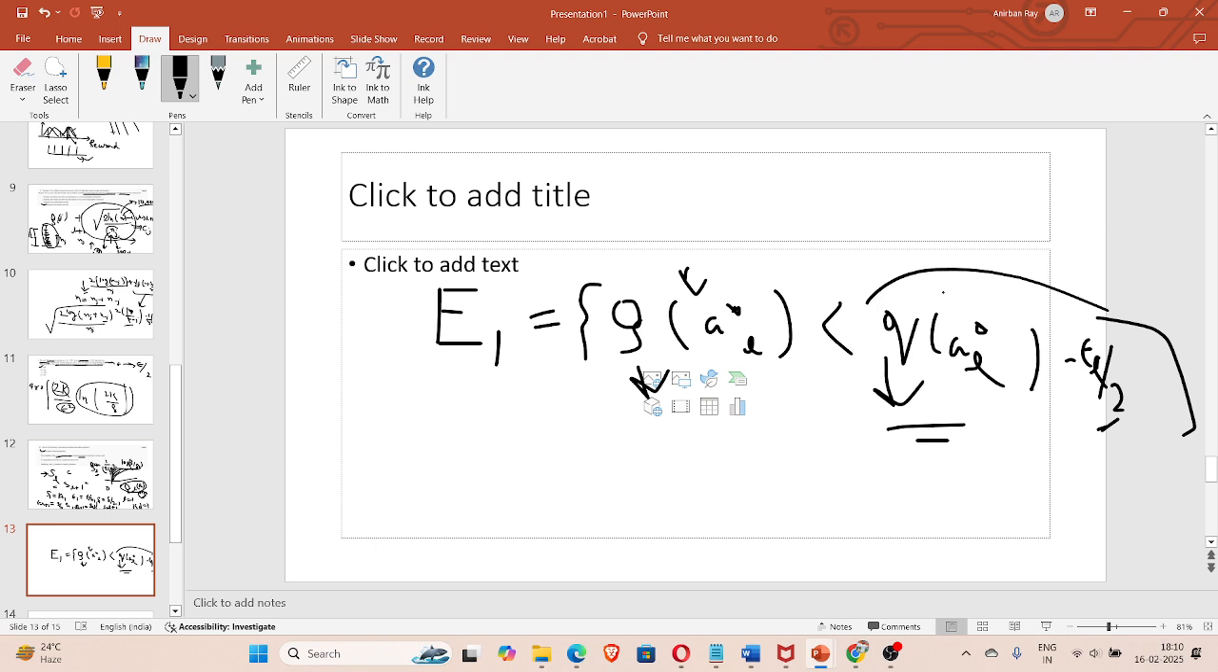Now the point is that the probability of this event E1 is less than or equal to delta_L by 3. So this is one result, and we get this from Markov inequality, I think.